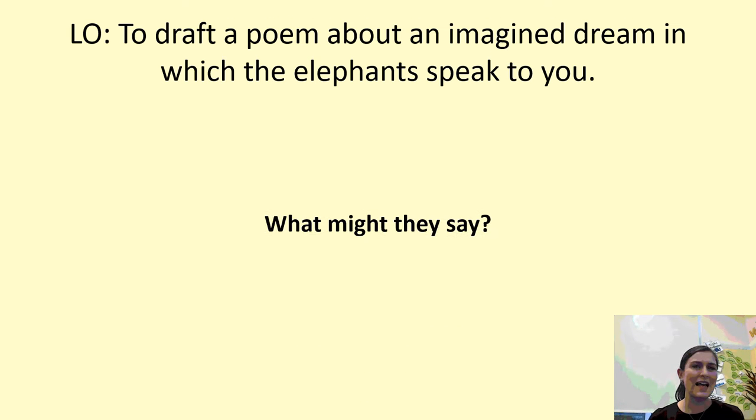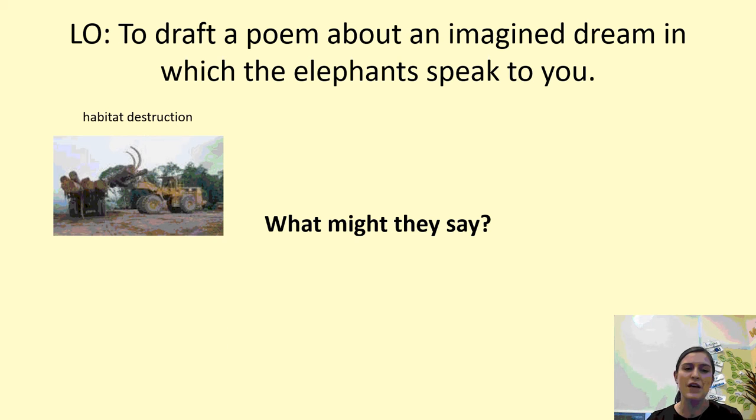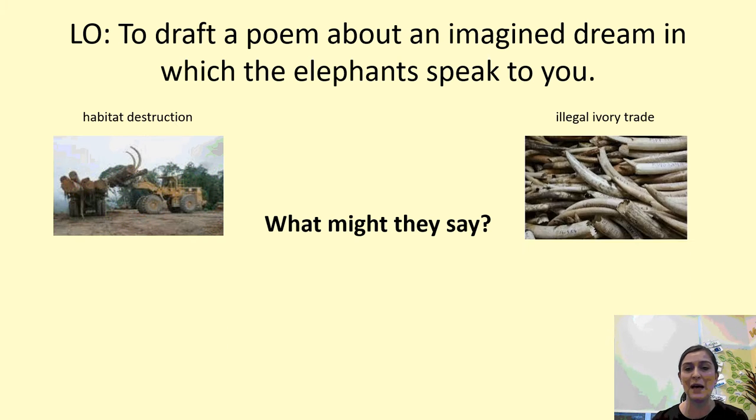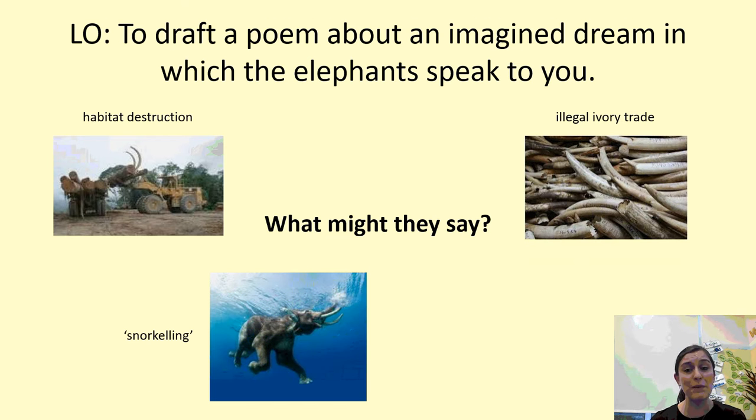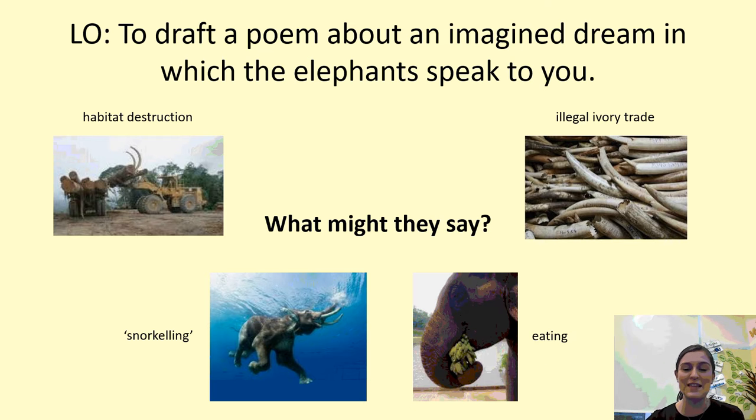So we said yesterday, what types of things might the elephant say to you if they were to visit you in a dream? So we spoke about some of the negative things like the habitat destruction that's happening, the illegal ivory trade, but also some of the positives, like elephants snorkeling in the water and using the tanks, or eating for 16 hours a day. So hopefully you have found a path to go down, and it's up to you. You could have chosen a bit of both in yours, and that's absolutely fine.